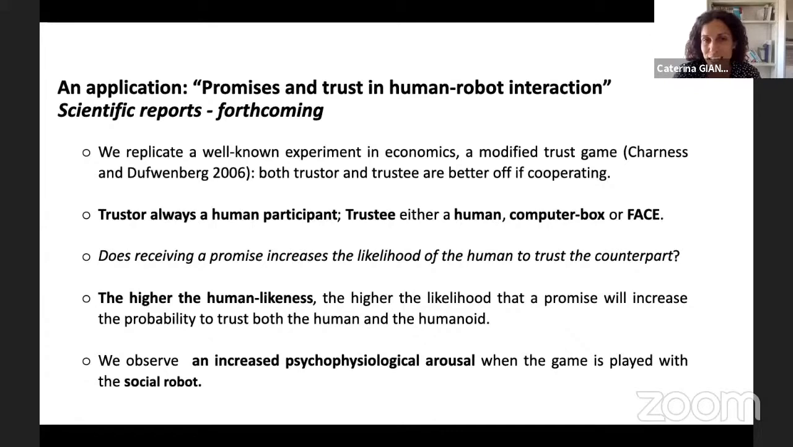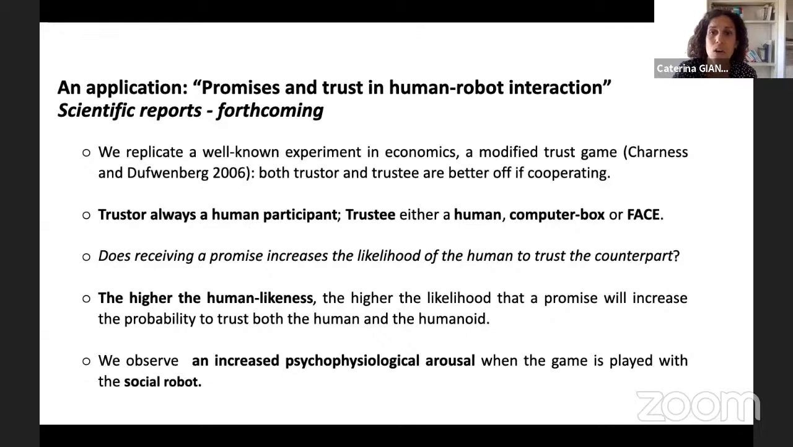Sorry, I didn't say it. In our experiment, the trustor is always the human participant, while the trustee can either be a human, a computer box, or the humanoid face. So what we want to see is whether the human participant that receives a promise from the humanoid reacts in the same way or differently from a human participant that received the same promise either from another human or the computer box.